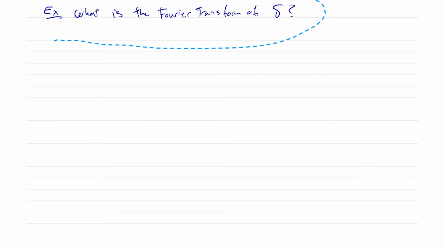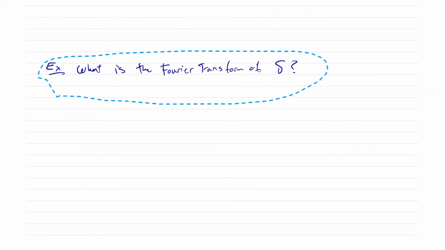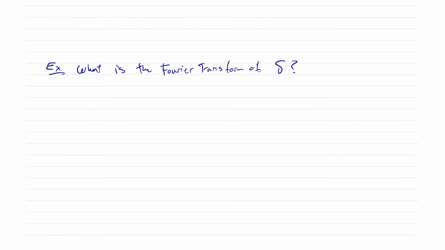So then you can ask the question, what is the Fourier transform of a delta function? But before we do that, I want to talk about one abusive notation that we're going to be adopting. This will help us make a guess at what this answer should be, and I'll show you how to formally prove it.